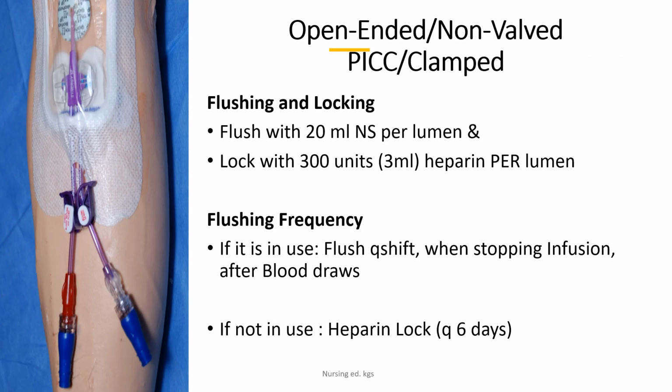Open lumen or non-valved PICCs require an additional step. You'll need to flush each lumen with at least 10 to 20 ml of normal saline. If the lumen is not in use, you'll need to heparin lock it every 6 days, and you'll do this by flushing it with 300 units or 3 ml of heparin per lumen that is not in use. If a lumen is in use, you'll flush it with normal saline every shift, whenever you're stopping an IV infusion, and after blood sampling.